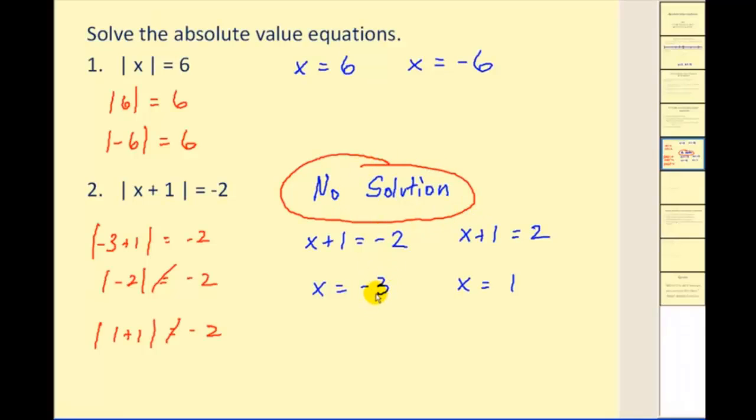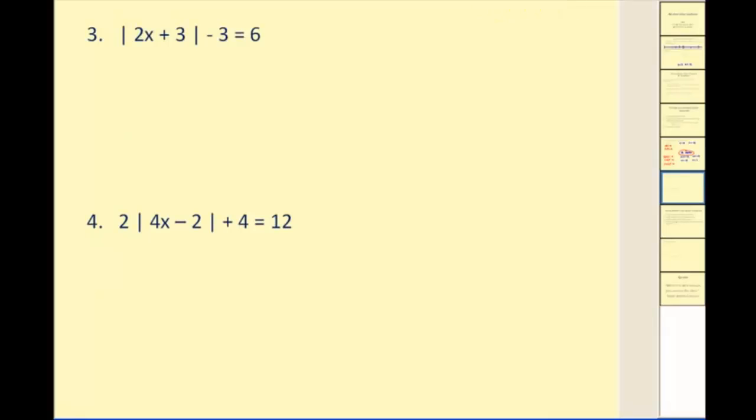If you don't recognize that and solve, we've just illustrated why it's important that you do have to check your work. Let's look at a couple more and then we'll take a look at how we can solve these graphically. So it is important that we isolate the absolute value first. So on this problem we'll add 3 to both sides. That would result in the absolute value of 2x plus 3 is equal to positive 9.